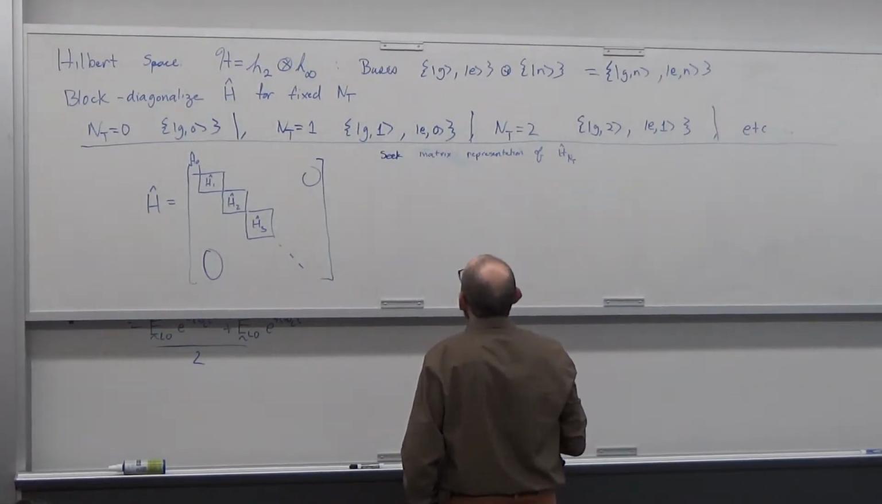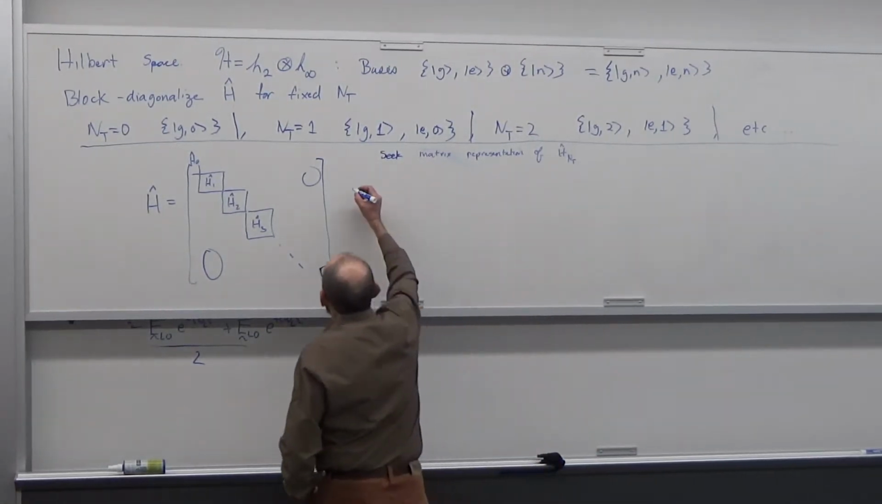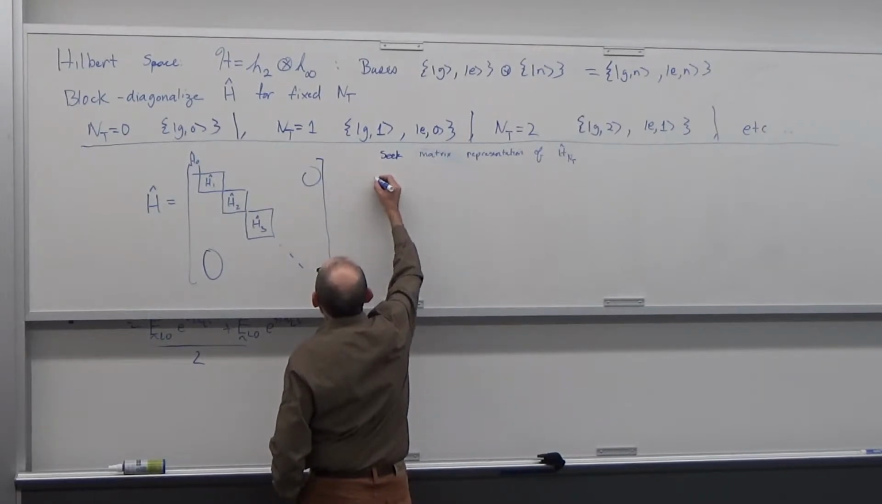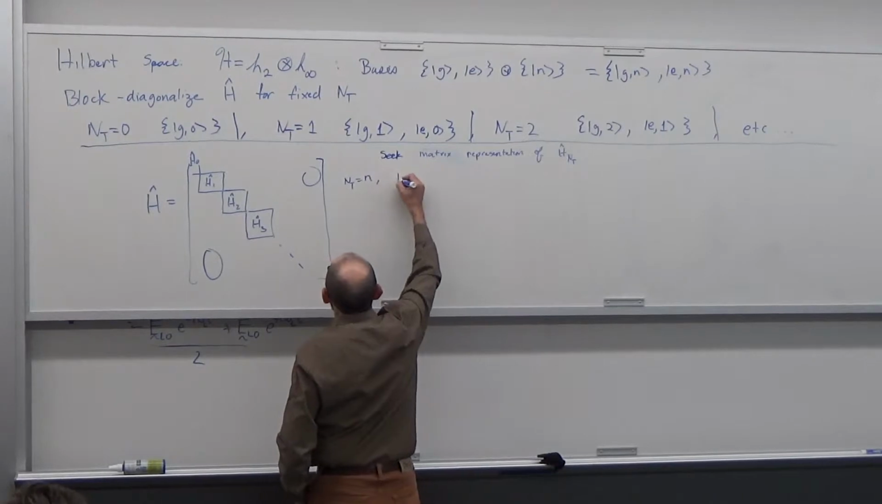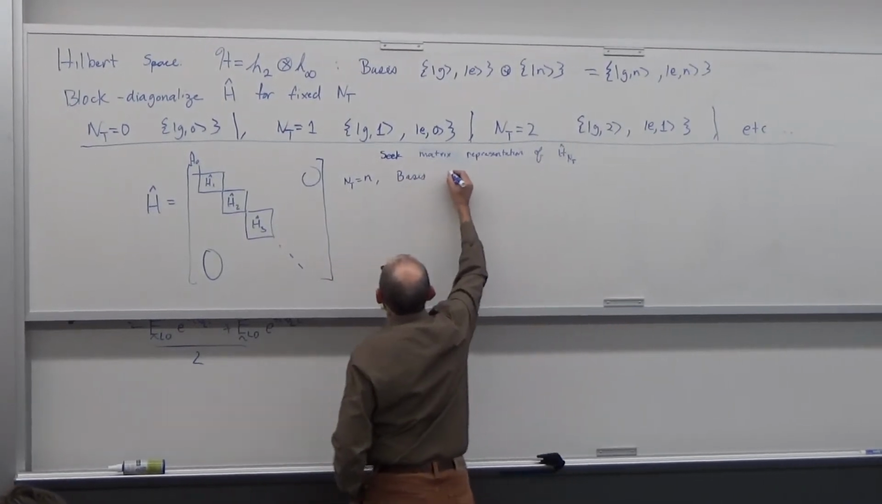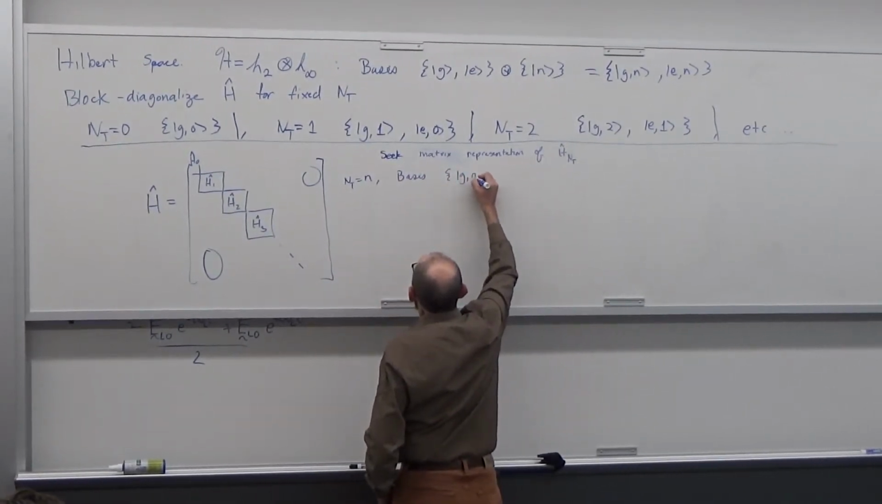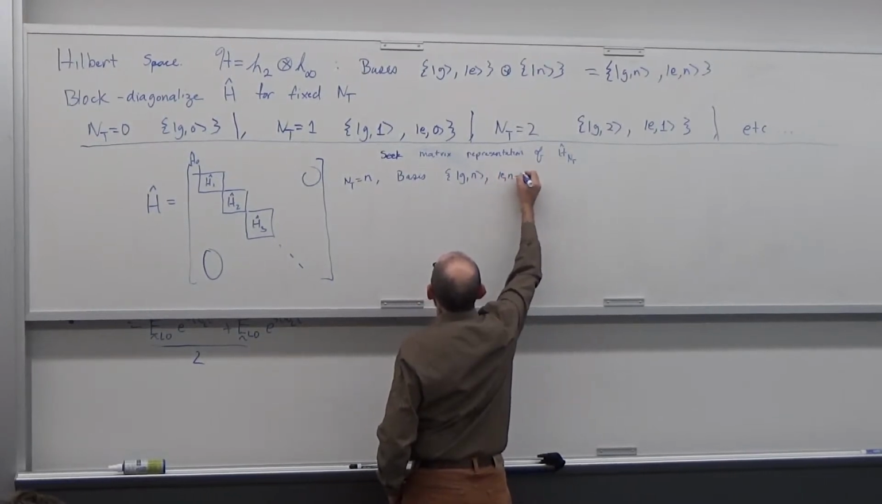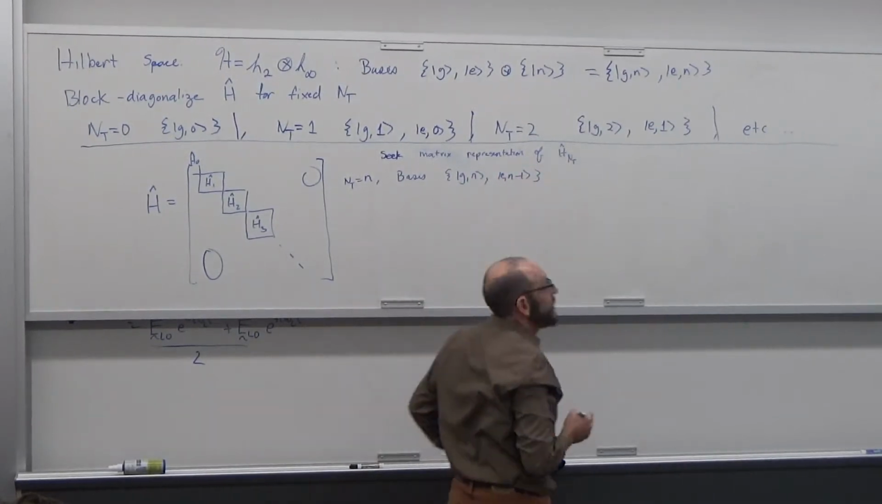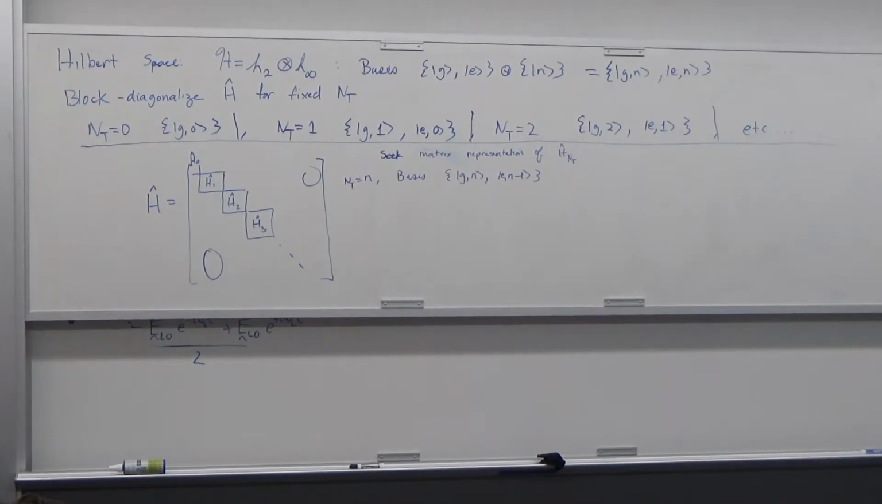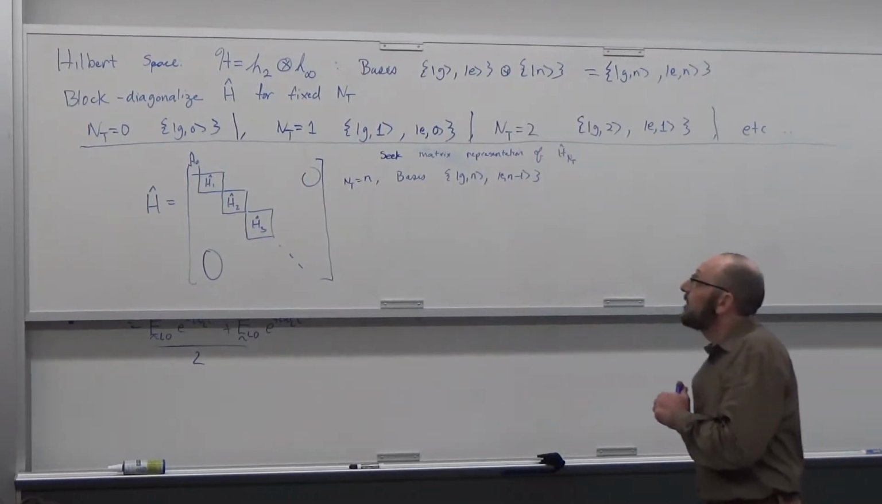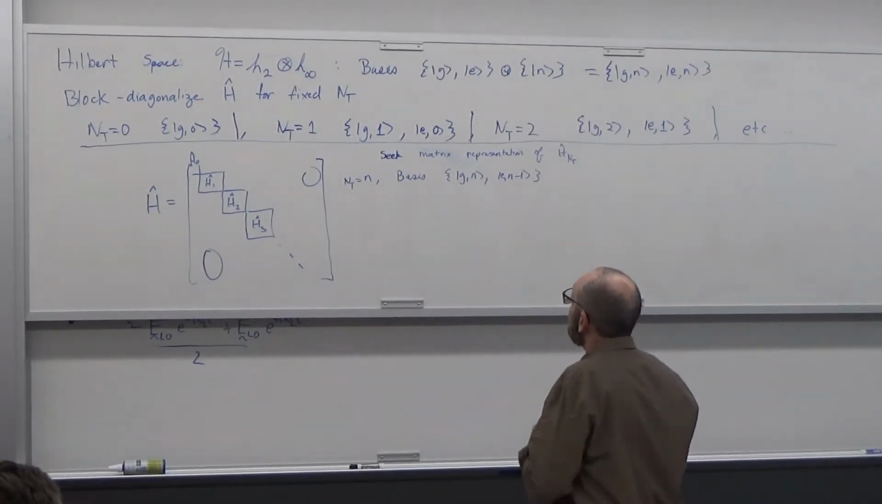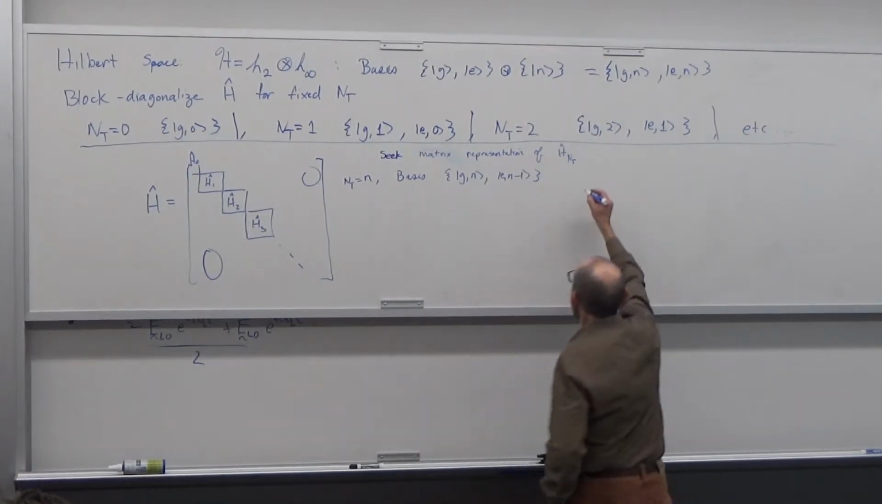All right. So let's say n sub t is equal to n. The basis is |g, n⟩ and |e, n−1⟩. Those are the two states which have a total excitation number n, right? So now we have to find the matrix. So let's look at the diagonal matrix elements first.